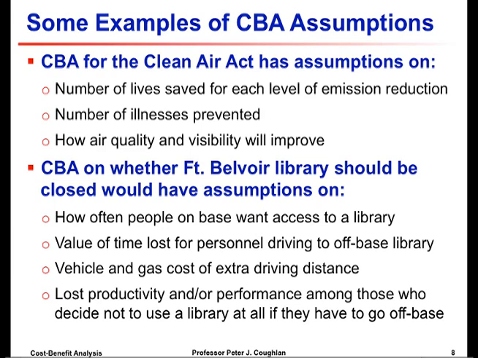Here's a more hypothetical example, but closer to home, I guess. Suppose there's a cost-benefit analysis on whether the library at Belvoir, the on-base library, should be closed or not. Well, if you did that cost-benefit analysis, you might see assumptions such as estimates to figure out how often people on base actually want access to a library. Now, would you just pick a number? No, you wouldn't pick a number. You might look at what data is available. You might talk to the librarians. You might actually just sit there and observe on a given day how many people go into the library. You might do a survey. You might look at existing data on that. So again, it's an educated guess. It's not just a pull-out-of-the-air guess.